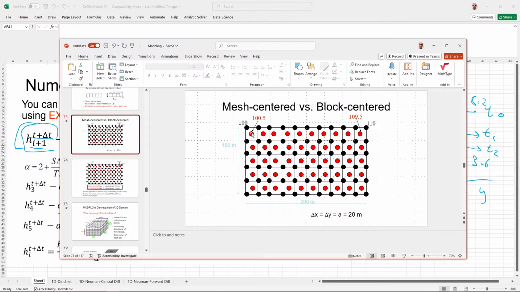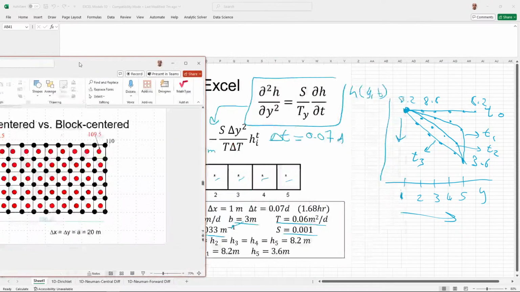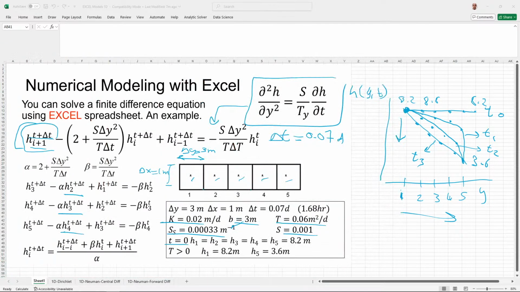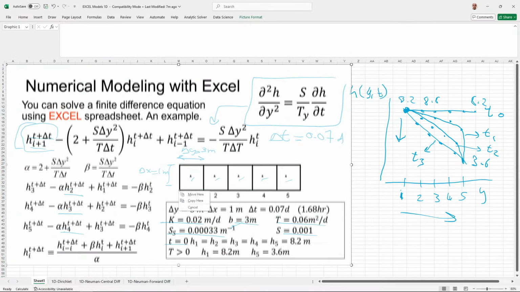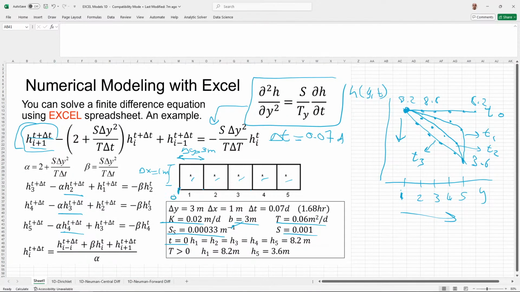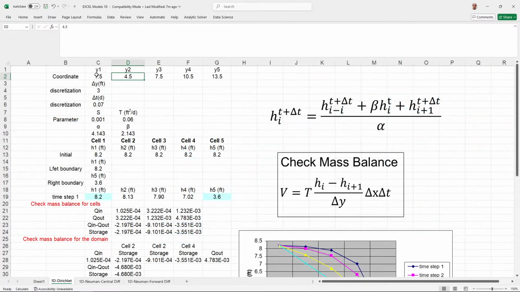So basically we estimate the head in the middle of each cell. So here, if the cell is 0 to 3, we estimate the head here at 1.5. Here would be 4.5 and so on. So basically, I'm just showing where we are estimating the head, at 1.5, 4.5, and so forth. The delta y is given, the delta t is given in days, the storage coefficient is given, the transmissivity is given.